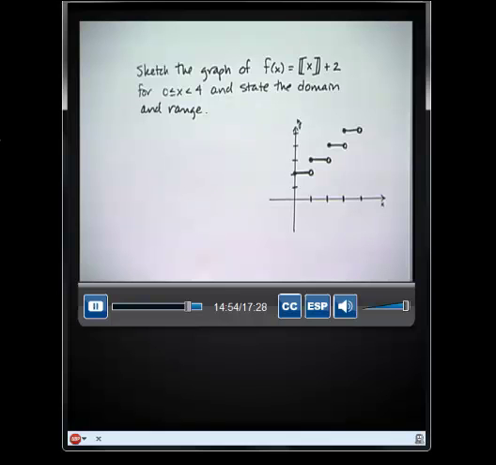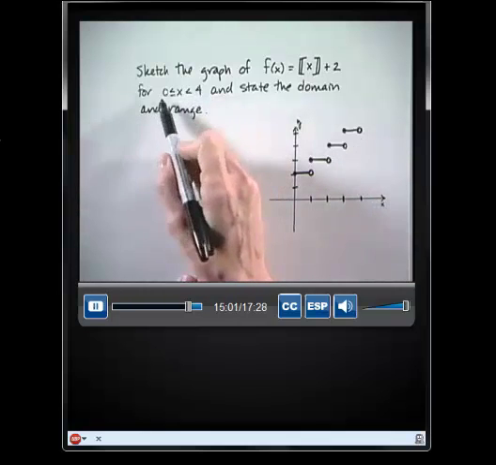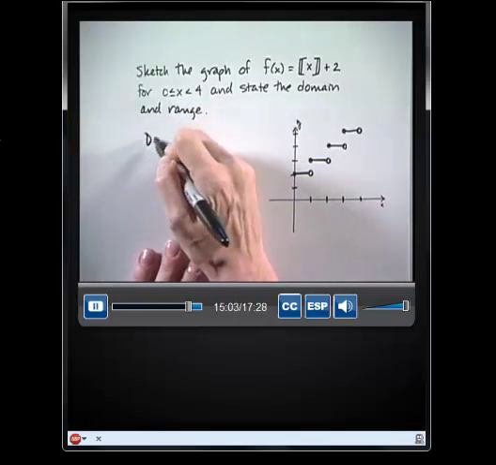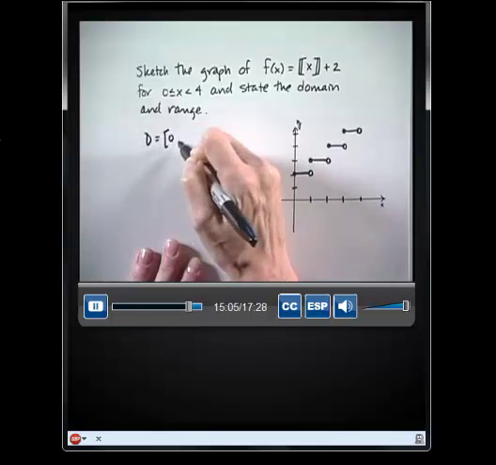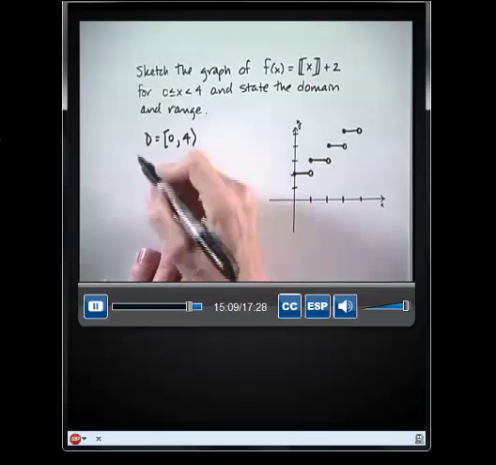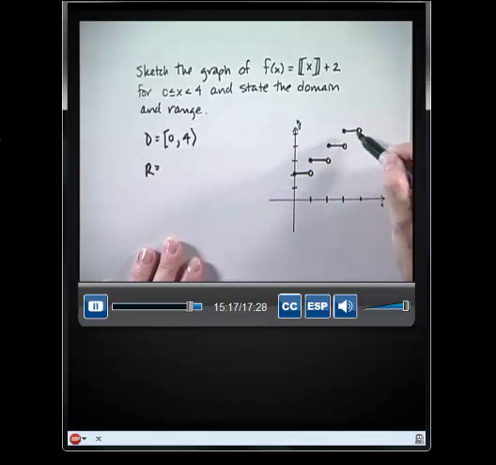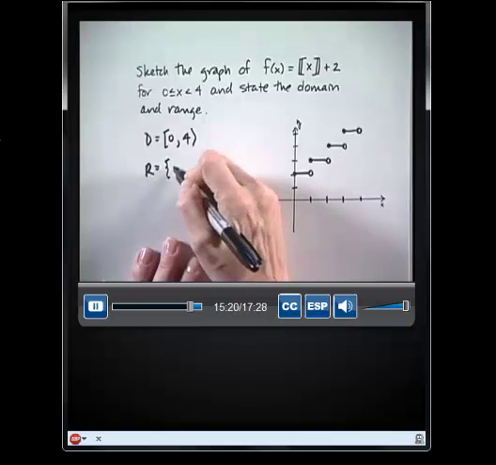Now, as far as the domain and range, the domain is all the x's that I was able to plot. And so the domain is exactly the interval from 0 to 4, but not including 4. The range is a little bit more restricted, though, because the range only contains 4 values. It contains 2, 3, 4, and 5. And so we would list the range as those numbers.